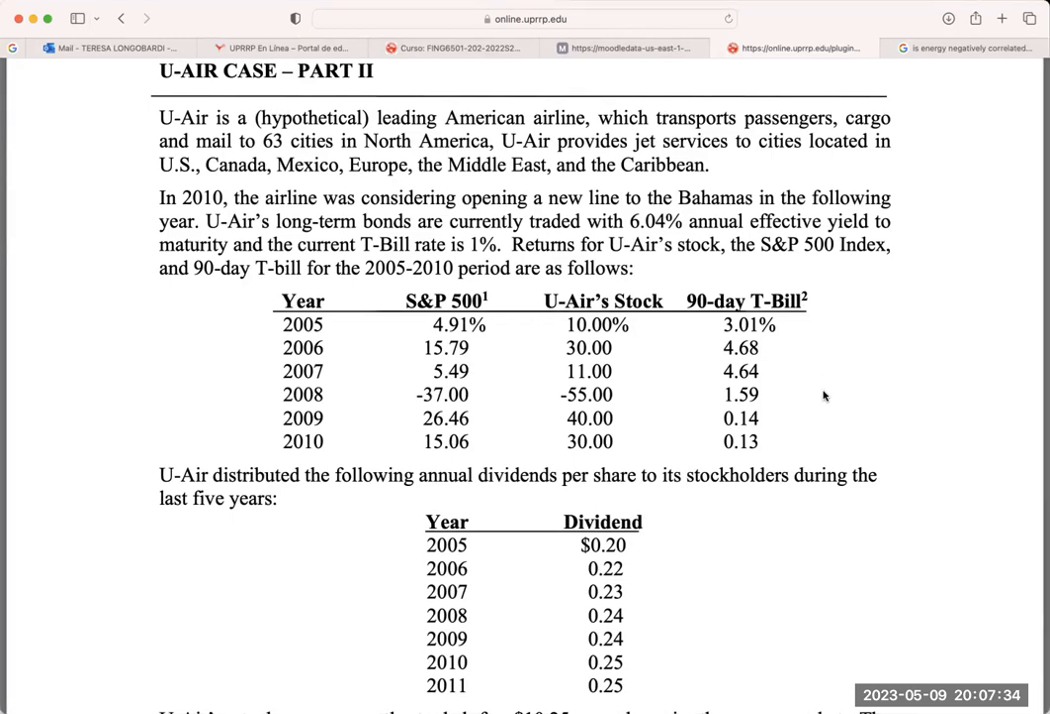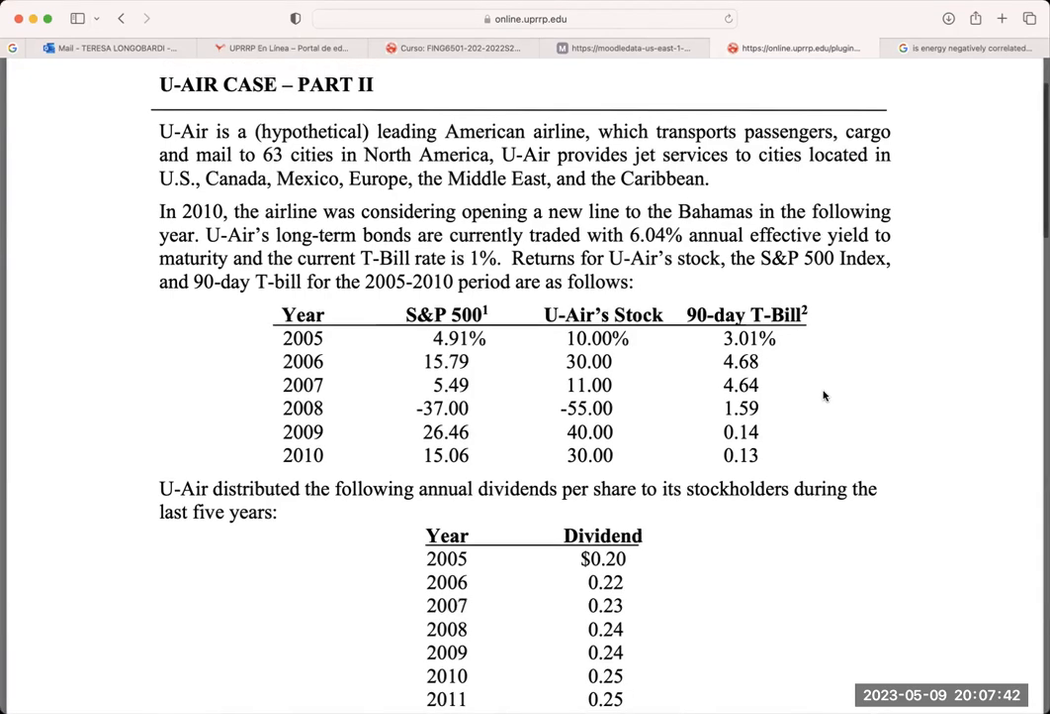Okay, good. Thank you. So back to the UR case, rather than the 10% as the cost of capital, we are going to explore like 4 different alternative calculations of the cost of capital. Okay, and we're going to start with calculating the beta for UAir.